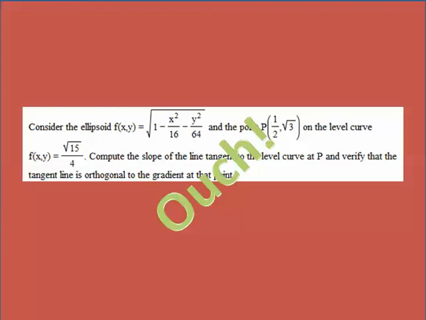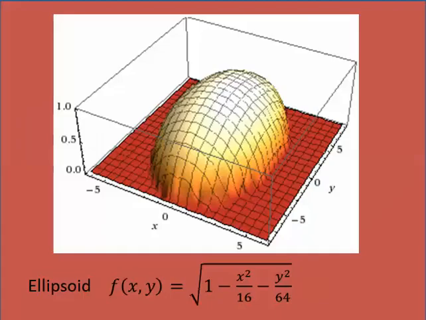Ouch, I could barely say that, let alone take it all in at once. Instead of taking it all in at once, let's just look at it piece by piece. First, let's look at the ellipsoid. To be exact, it's the top half of an ellipsoid.